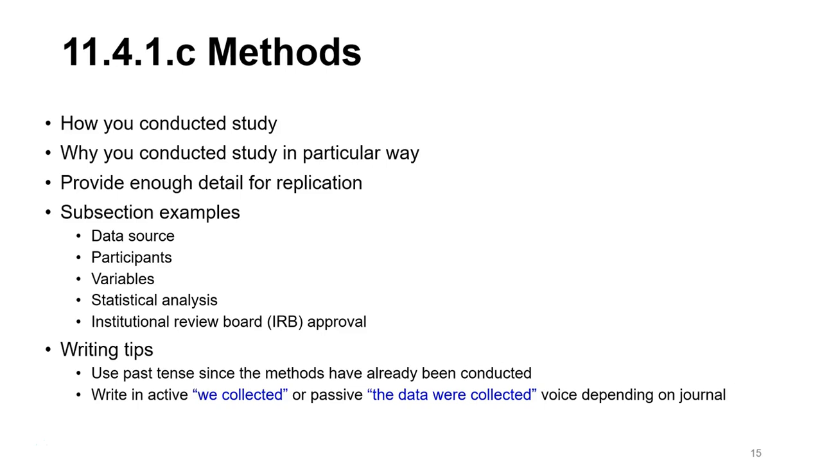Within the methods section, there are several different subsections. So you could have a section on data source, participants, variables, statistical analysis, and IRB approval. And I will go through each of these sections in the next set of slides. So some of the tips for this are to use past tense. So everything has already been conducted. So always remember when writing your paper, you use the past tense, particularly methods and results. And you can write in the active or passive voice depending on the journal. So active voice, we collected the data, whereas a passive voice says the data were collected.